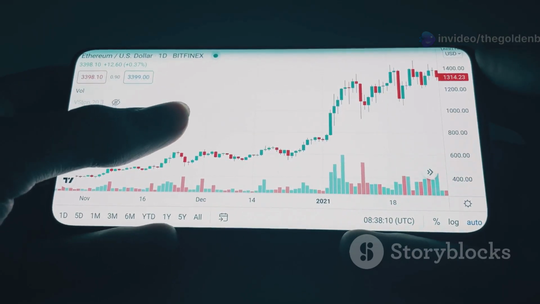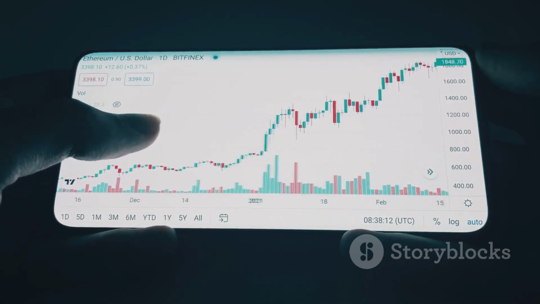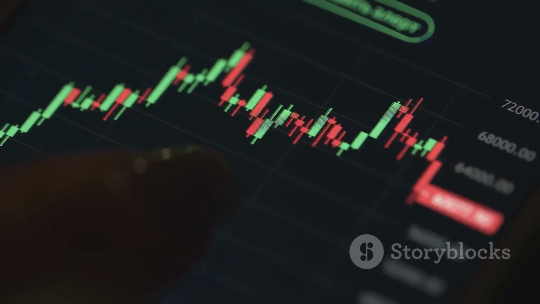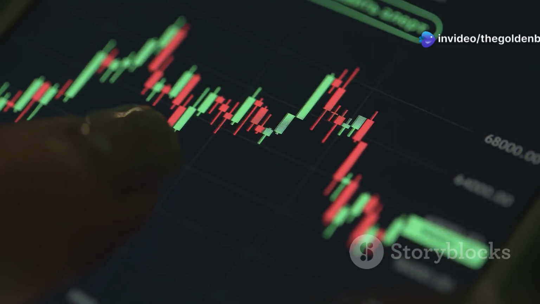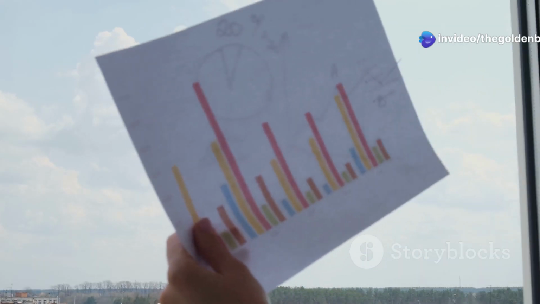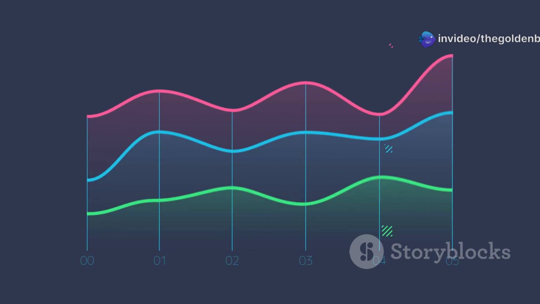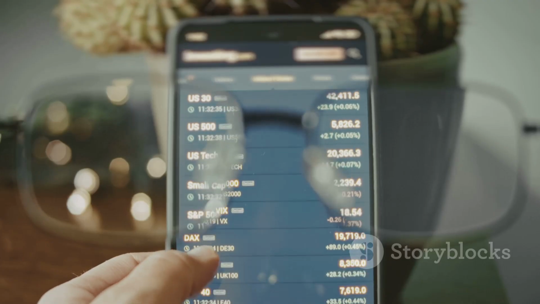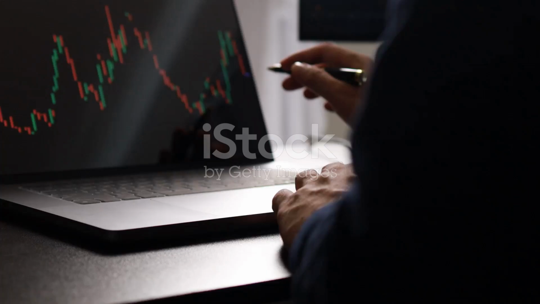But remember, they're not magic. They're just areas where buyers or sellers have acted strongly in the past. Understanding support and resistance is your first step to reading charts like a pro. Use them as a roadmap, not a guarantee. The more times a level is tested, the more significant it becomes. Mastering these basics gives you a real edge in the markets.